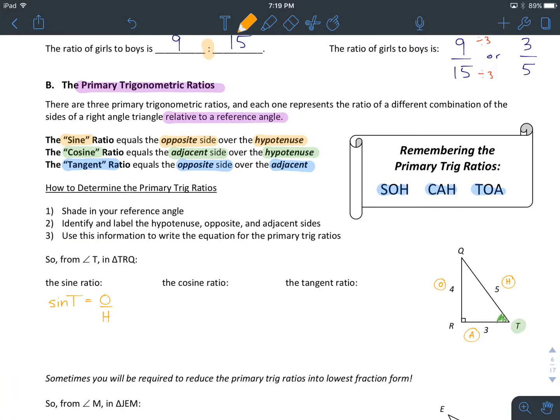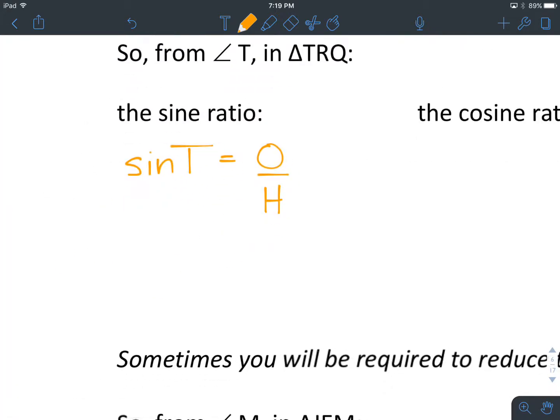And now just a quick look over there to see what those values are. The opposite value is 4. The hypotenuse is 5. So that means that the sine of angle t is equal to 4 over 5. That is a fraction, and it happens to already be in lowest form, so that's as far as we need to go on this.